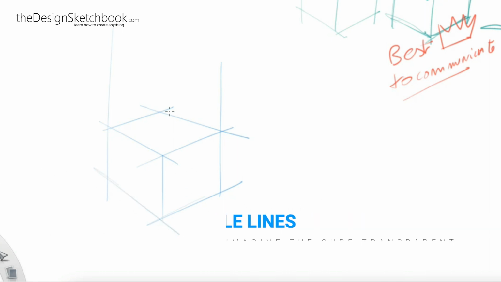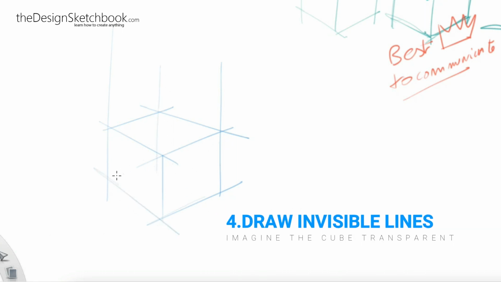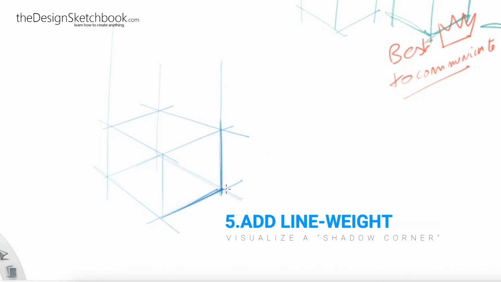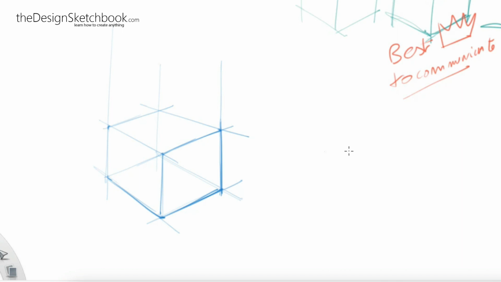4, you draw the invisible lines. Imagine that the cube is transparent. 5, you add some line weight. This helps you to visualize a shadow corner, like this side is at the opposite of the light. Can you see how it pops up more?